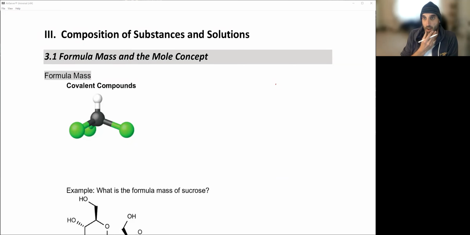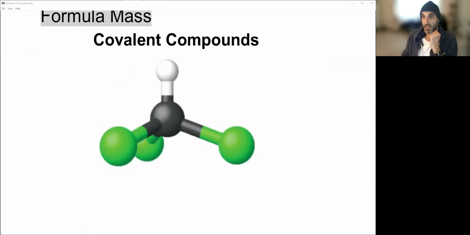Okay, guys, so let's start. So we're going to start with chapter 3. We're going to look at formula mass and the mole concept. So 3.1 is going to kind of launch us into eventually reactions and stoichiometry, and that's kind of the meat of unit 2, which is looking at changing matter into different things, but keeping track of where they are. So let's start with this covalent compound here.